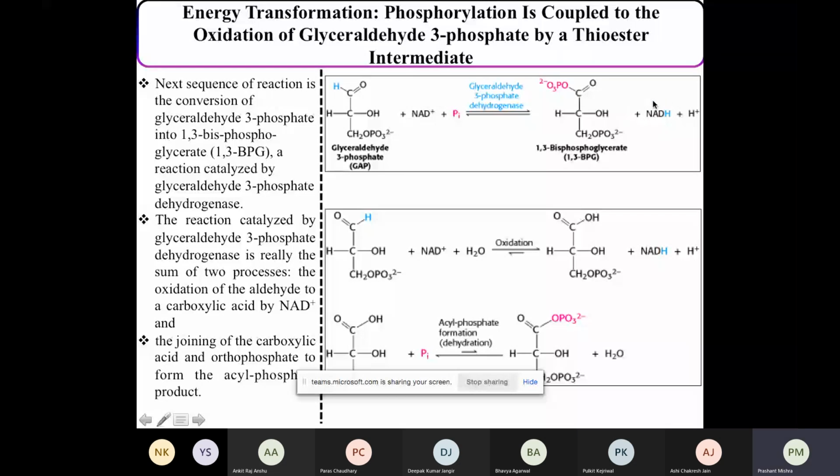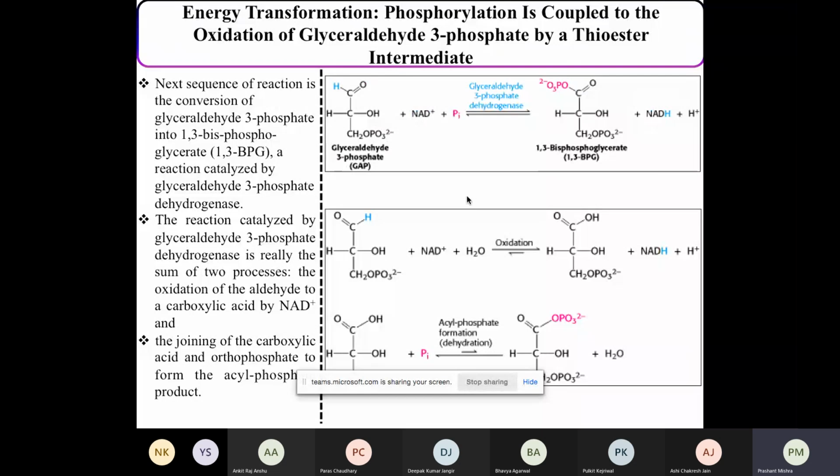So what is happening? What happens to glyceraldehyde 3-phosphate? This is the one which, when it is converted into acidic form, that means you are oxidizing this molecule. So oxidation of glyceraldehyde 3-phosphate occurs. What happens to NAD plus? This is getting reduced because it is forming NADH. So this step is a very interesting step, and it happens in two stages.